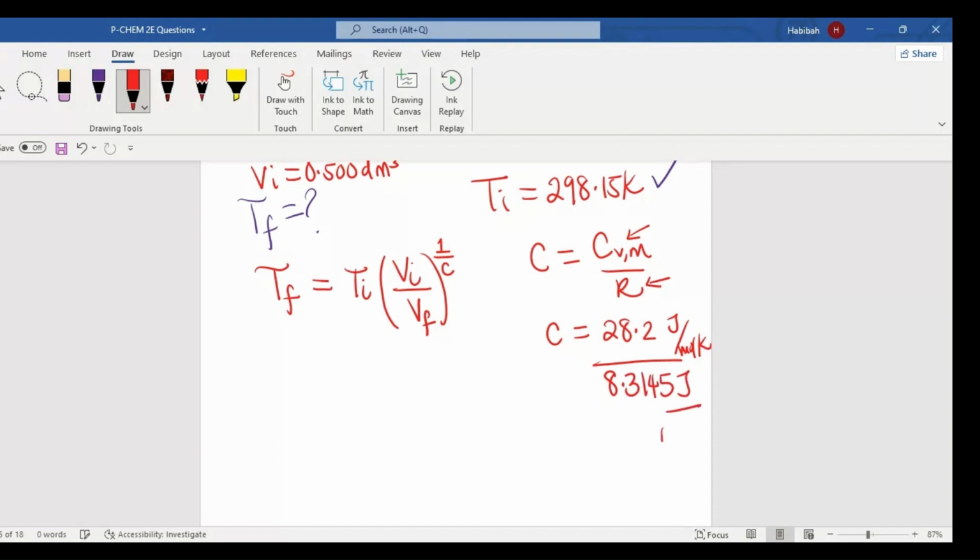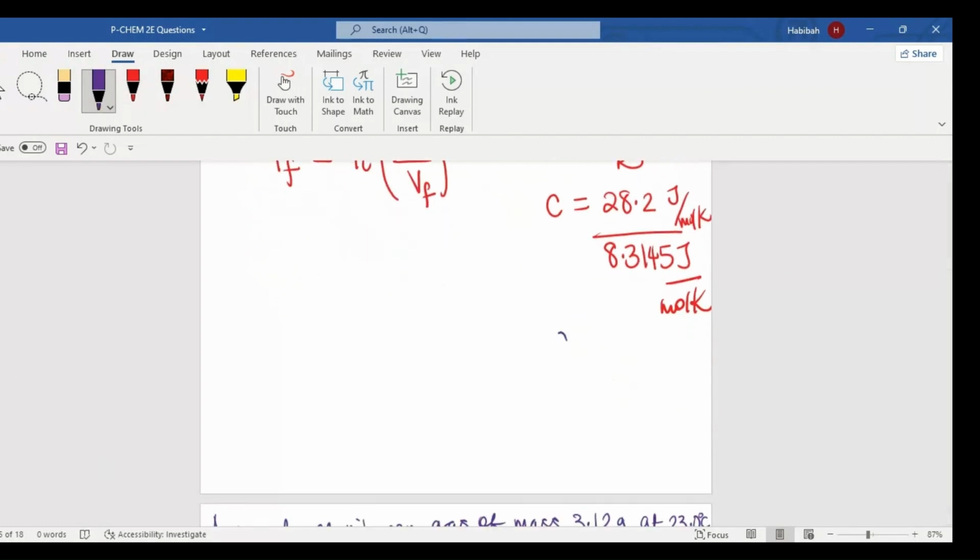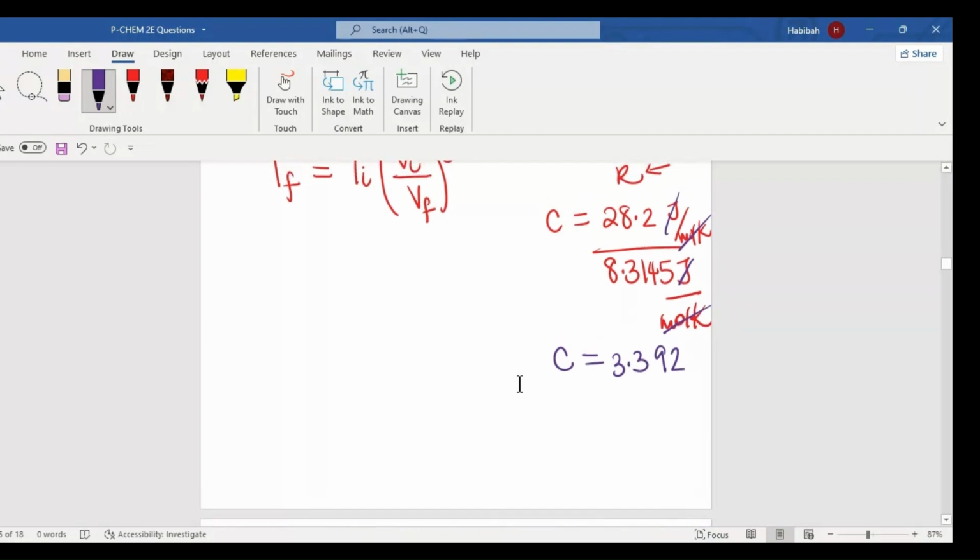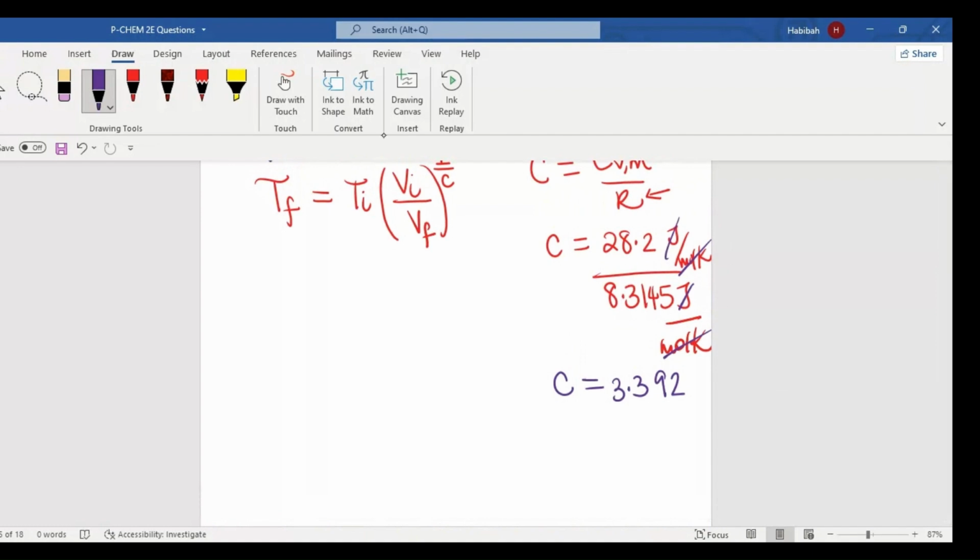and R is just 8.3145 joule per mole Kelvin. So when you have that, of course, you input your information in the calculator to get C equals, let's cancel out joule, mole Kelvin. So that would be 28.2 divided by 8.3145, and that's going to give you 3.392. So that's the value for C, and that's what we're going to be inputting in this information.